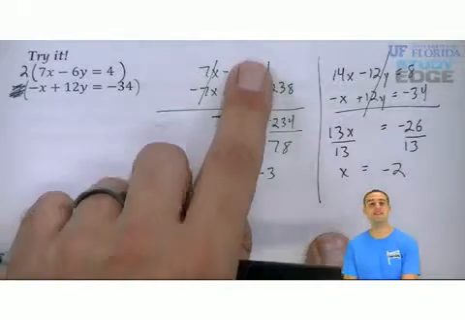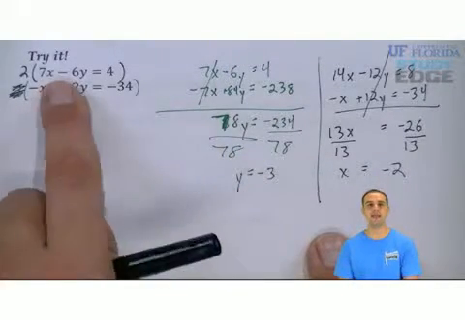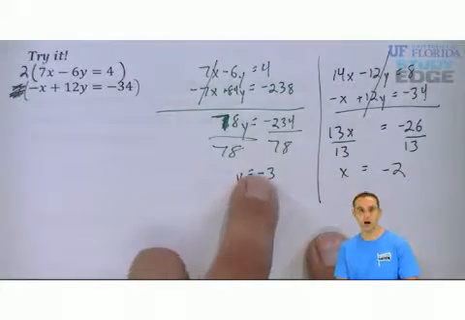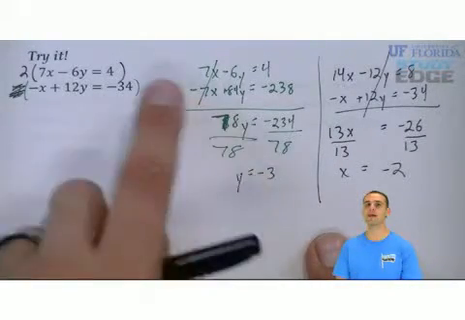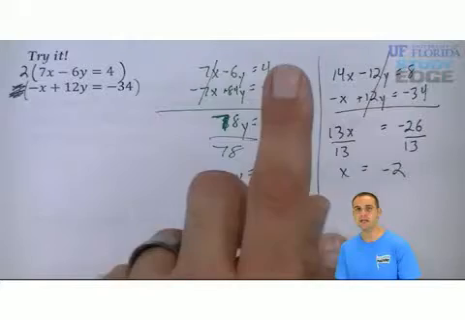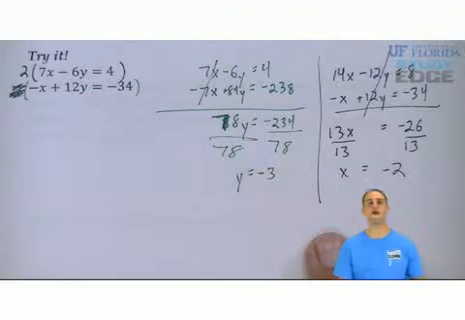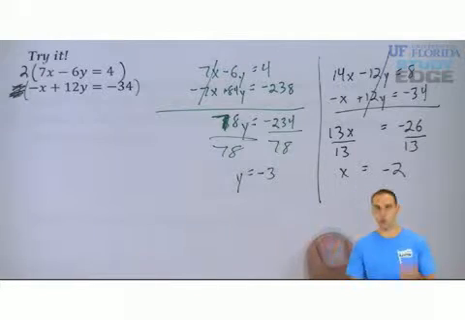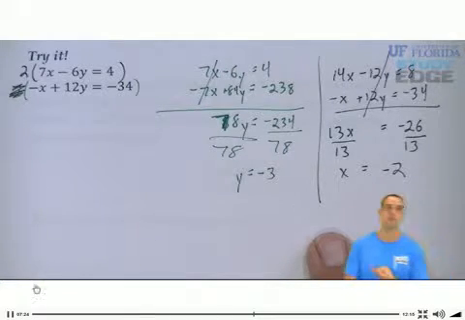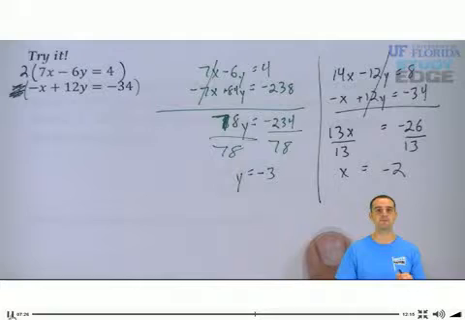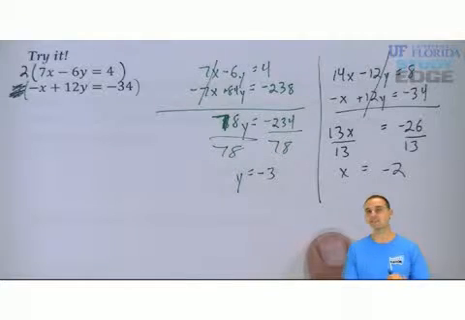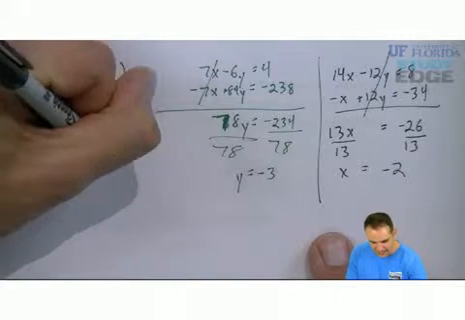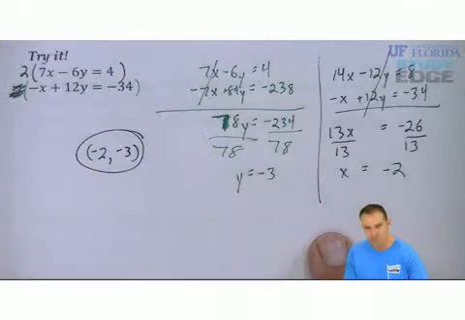So if you eliminated the y's first, you'd plug back in and solve for x. Or if you eliminated the x's first, you found y. If you found y first, you plug back in and solve for x. If you solve for x first, you plug back in and find y. In either case, just make sure that you plug into both. Remember, you plug into both to make sure that it is valid. In the end, though, you should have got x is negative 2 and y is negative 3.